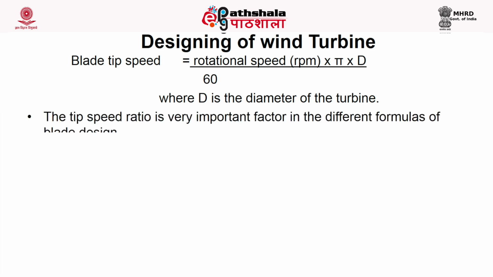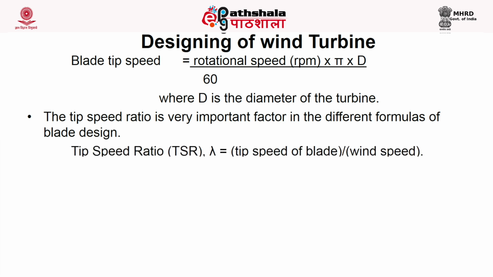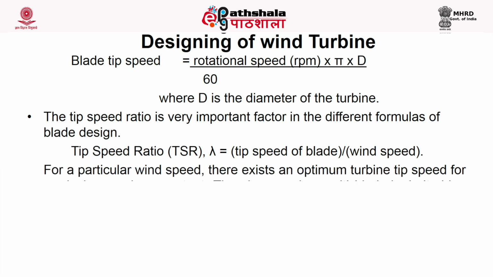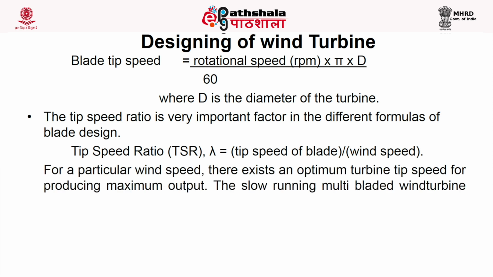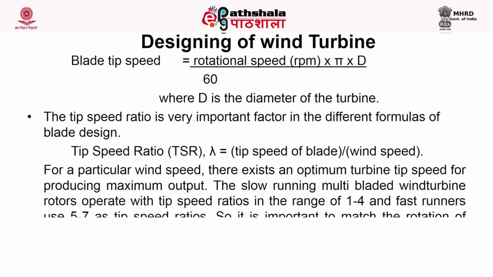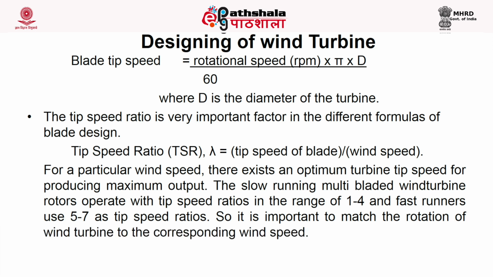The tip speed ratio is a very important factor in the different formulas of blade design. Lambda is equal to the tip speed of the blade divided by the wind speed. For a particular wind speed, there exists an optimum turbine tip speed for producing maximum output. The slow running multi-bladed wind turbine rotors operate with tip speed ratios in the range 1 to 4, and fast runners use 5 to 7 as tip speed ratios. So, it is important to match the rotation of the wind turbine to the corresponding wind speed.